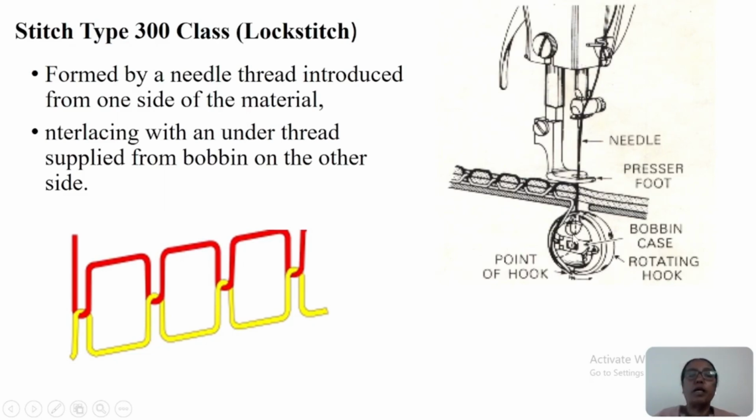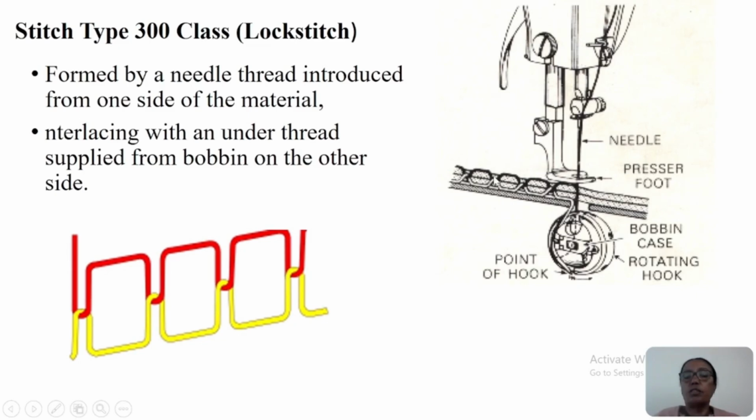This lock stitch is formed by needle thread introduced from one side of the material, interlacing with an under thread supplied from the bobbin on the other side. Now, the red one is the needle part of the thread, and the yellow part is the lower or bobbin case thread. So these two threads are interlacing together. It forms a lock stitch.